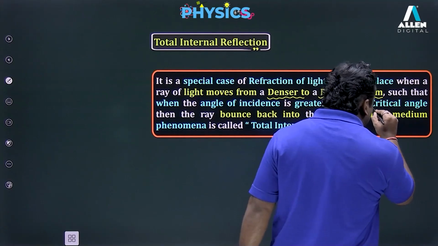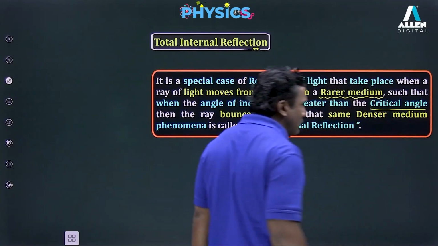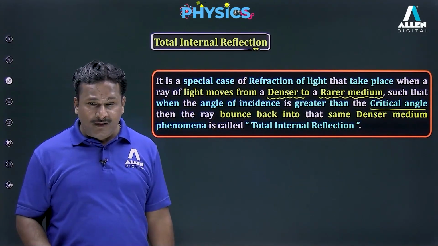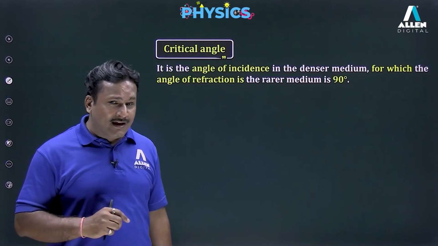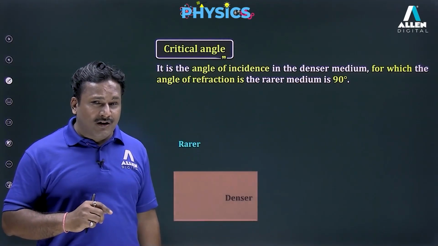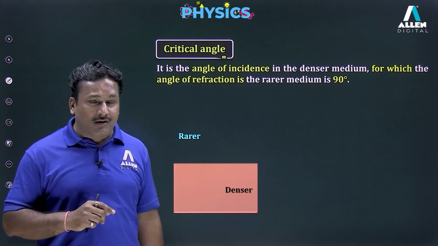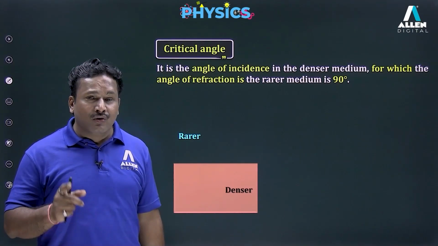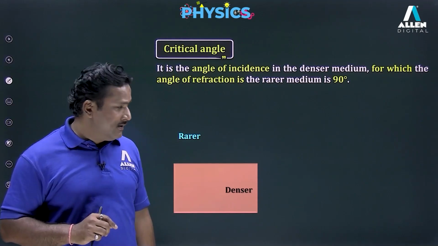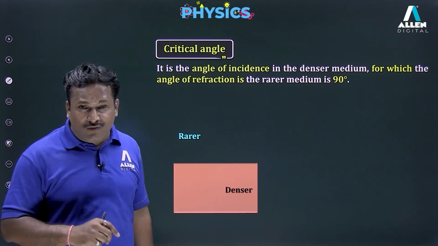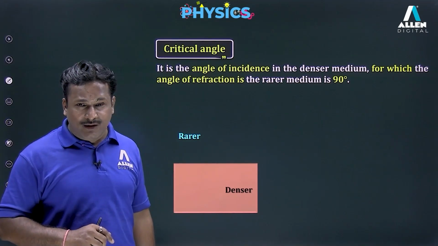So first let us understand what this angle known as the critical angle is. To understand it, what was the must condition for TIR? TIR, in short, stands for total internal reflection. The must condition is that the ray of light should go from a denser to a rarer medium.